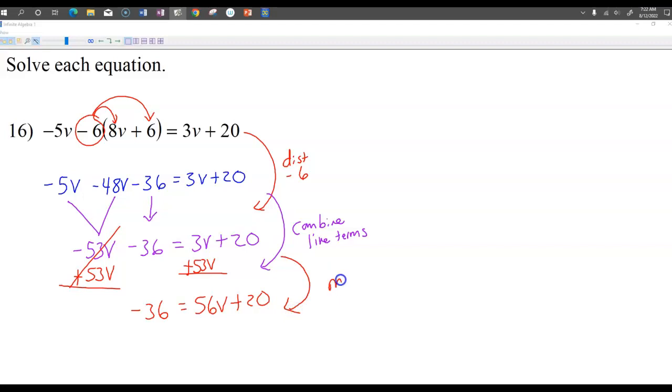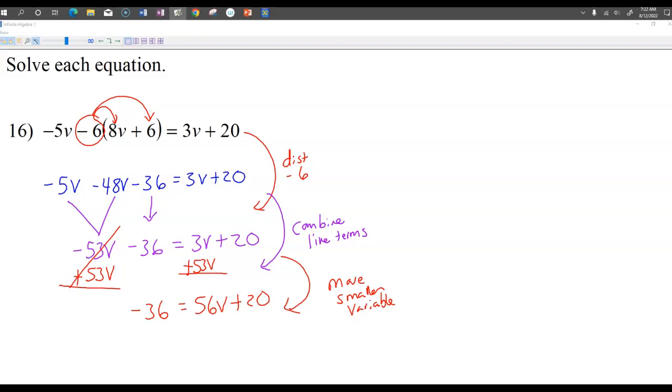So what do we do here? We moved the smaller x, or smaller variable. The smaller variable was 53, and I added it to cancel it off of the left side, and that moves it to the right side. So I moved the smaller variable. So we distributed, we combined like terms, I've moved the smaller variable.